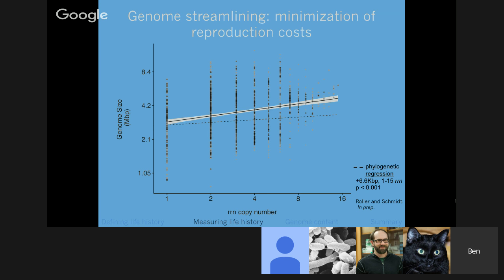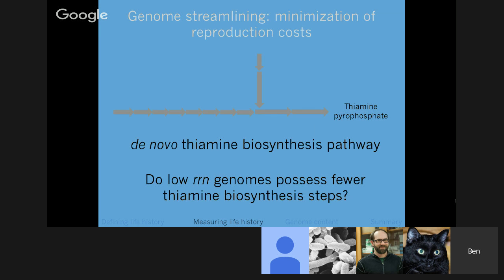To look more directly at if genome streamlining is playing a role in the evolution of oligotrophic genomes overall, we wanted to ask a specific question inspired by Paul Carini's research in Steve Giovannoni's group about genome streamlining in the thiamine biosynthesis pathway. So thiamine is a necessary cofactor for several core TCA cycle reactions, as well as the Calvin cycle and pentose phosphate pathway. So it's a cofactor that seems to be essential for a lot of basal metabolism and microbial life.